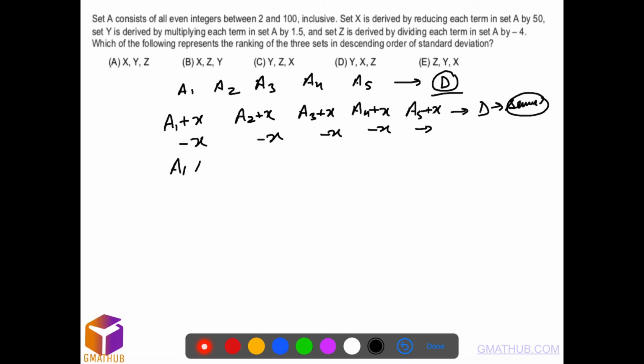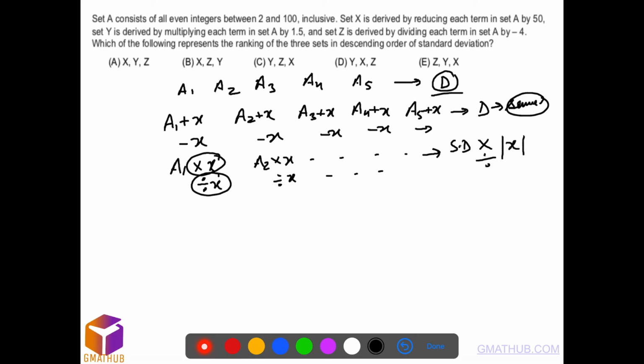And if we multiply all the terms or divide all the terms by the same number, the standard deviation will get multiplied or divided, depending upon whether the number is multiplying or dividing, by the mod of that number. That's how standard deviation changes. So set x is derived by reducing each term by 50. So every term is getting reduced by 50. So for x, the standard deviation will remain the same.